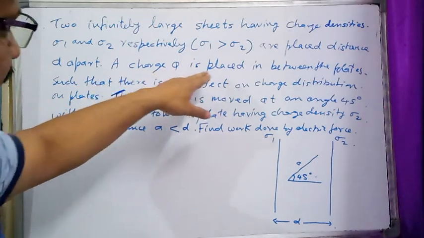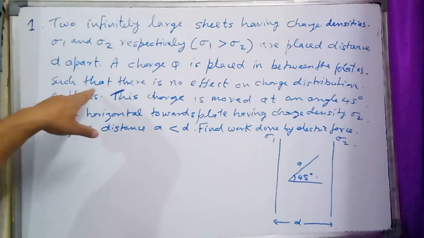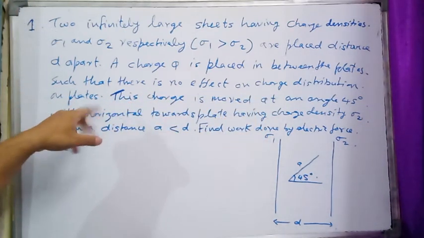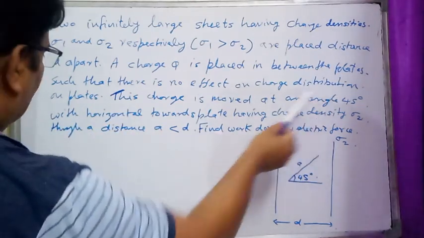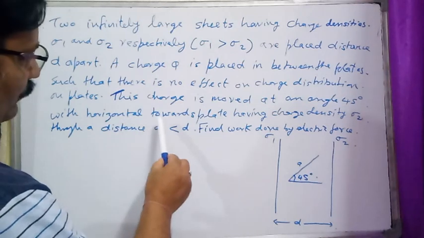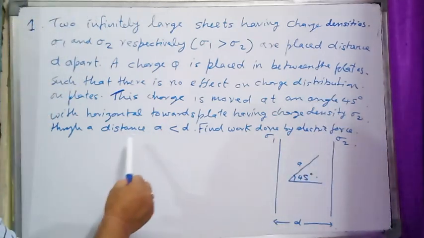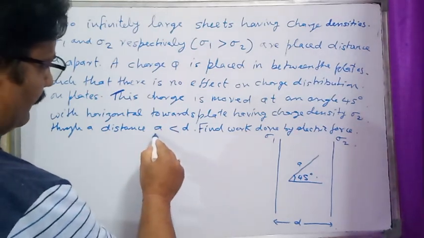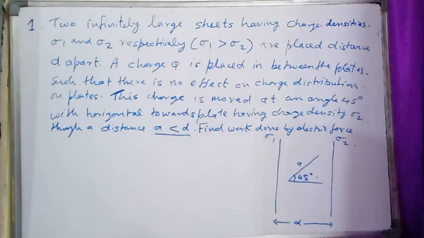A charge q is placed in between the plates such that there is no effect on charge distribution on the plates. This charge is moved at an angle 45 degree with horizontal towards plate having charge density sigma 2 through a distance a where a is less than d. Find work done by electric force. So students, see, this is the question.